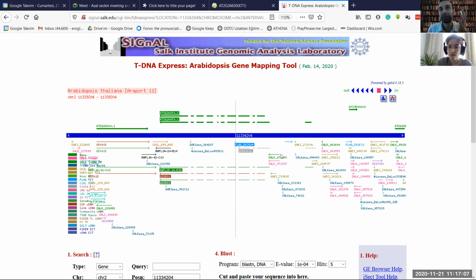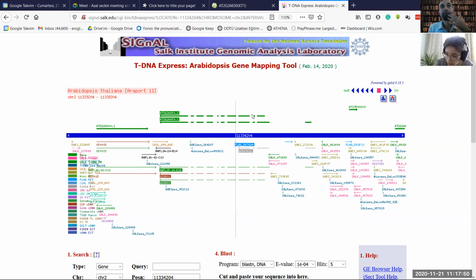So what this means is probably the insert is inserted somewhere here, and when they did the PCR, you know, the first base pairs you usually don't get, and then they started getting the PCR product and then they overlapped it with the genome, so it's somewhere here. What does it mean? If you order this mutant, it's highly likely that at least this one is knocked out, because the tDNA should be somewhere here, and if it is close to the first exon, it's usually a knockout line. But there's a possibility that it can be a knockdown line where the transcription rate is decreased.